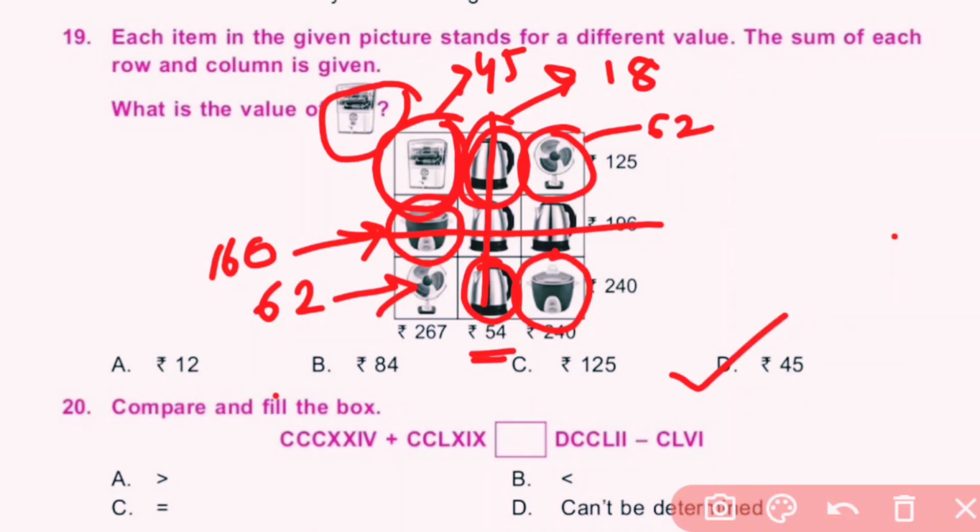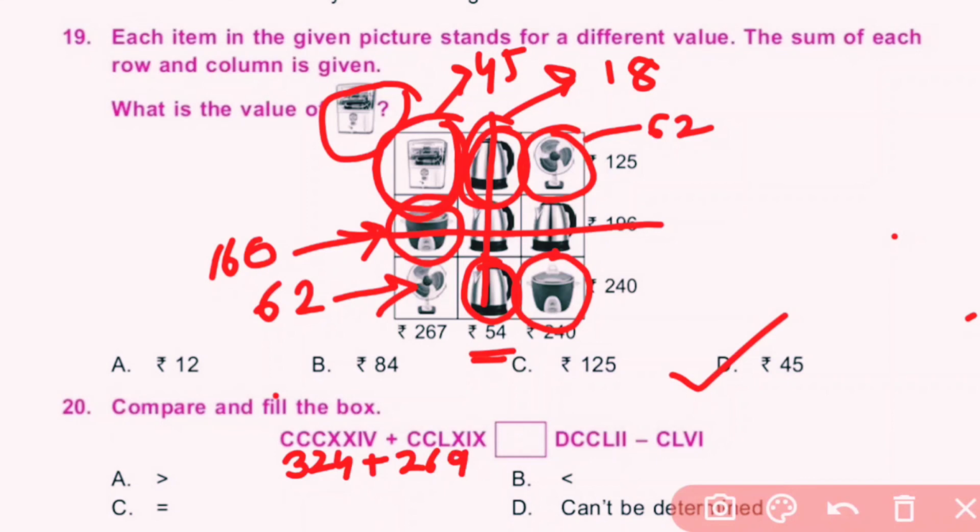Question number 20. Compare and fill the box. Here CCCXXIV, that is 324, plus CCLXIX, which means 269.